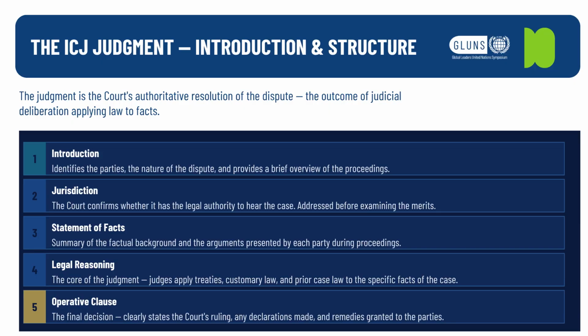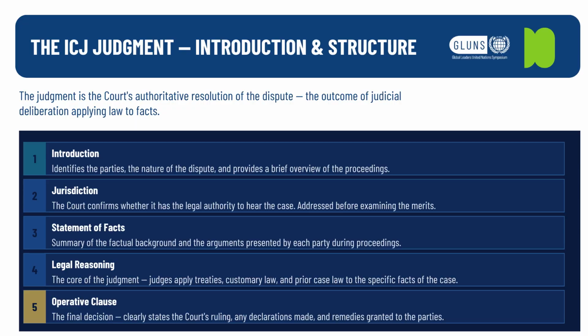So the judgment is a court's authoritative resolution of a dispute. It is the outcome of a judicial deliberation where the law has been applied to the facts and a decision has been made. So it's the authoritative decision or resolution to a dispute. It has a very easy structure.